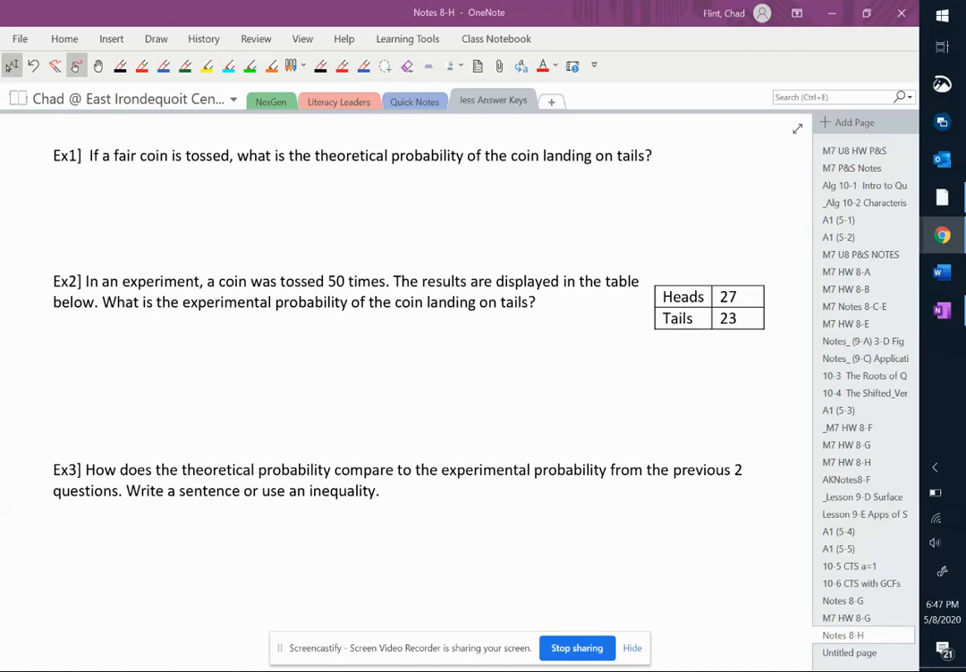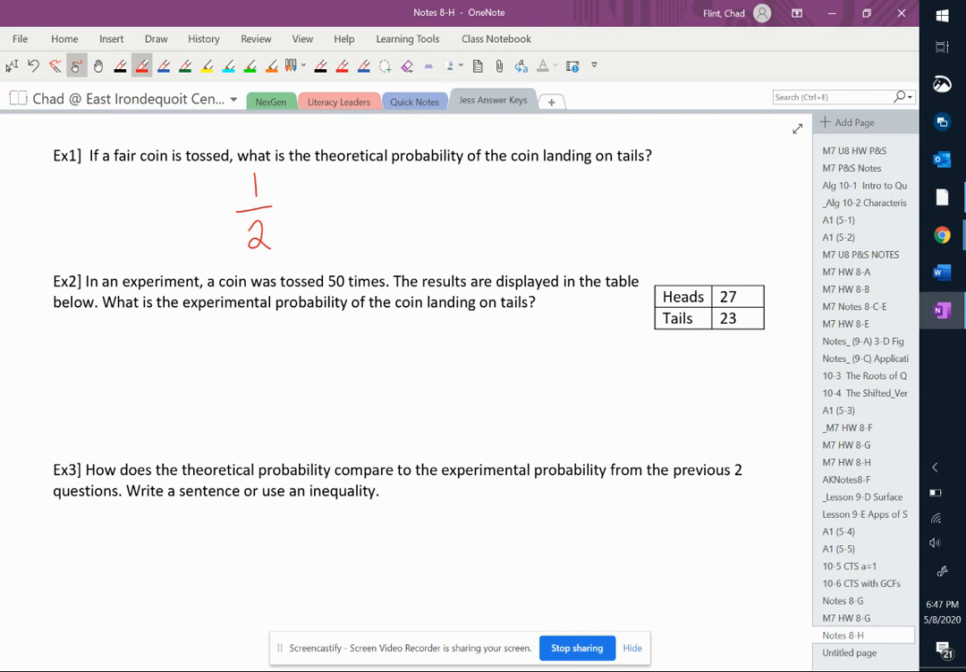All right, example 1 here. If a fair coin is tossed, what is the theoretical probability of the coin landing on tails? So again, even if this hadn't told me it was theoretical, I know that it's theoretical because there's no data provided to me about an experiment. So I have nothing else to go off of other than what I know about coins. So the probability of that coin landing on tails would be 1 out of 2, because I know that there are 2 sides of a coin and one of them is a tails.